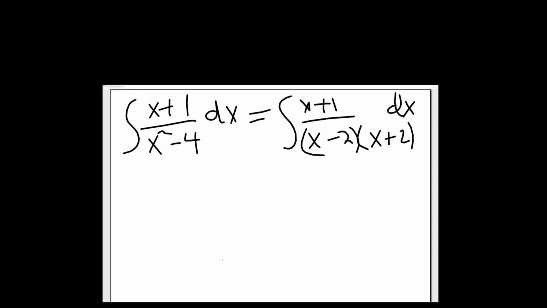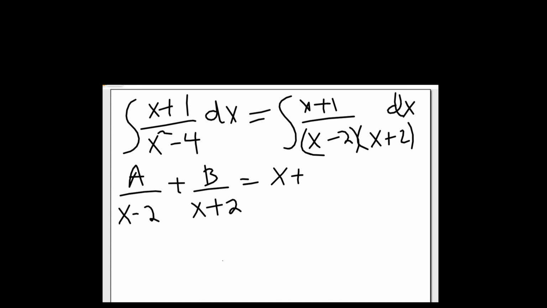Okay, so we're going to set this equal to a over x minus 2 plus b over x plus 2, which will be equal to x plus 1 over x squared minus 4. We don't know the values of a and b yet, but what we're going to do next is to find out the values of those two variables.